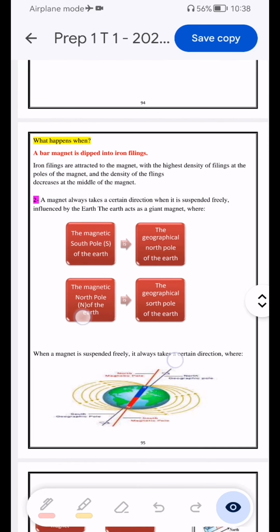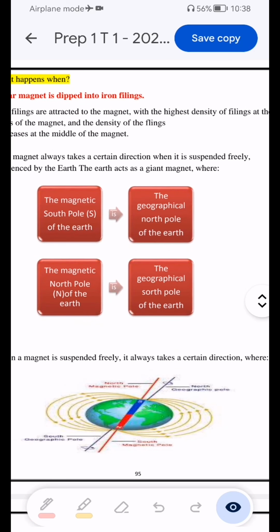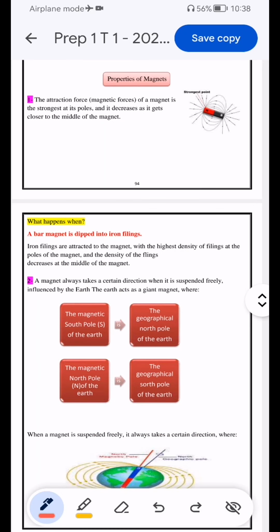a magnet always takes a certain direction when it's suspended freely. Look at this. When we suspend the magnet freely on a thread, the magnet has two poles, as we said, north pole and south pole. Okay, always the north pole of the magnet points to what? Points to the geographical north pole of the Earth.